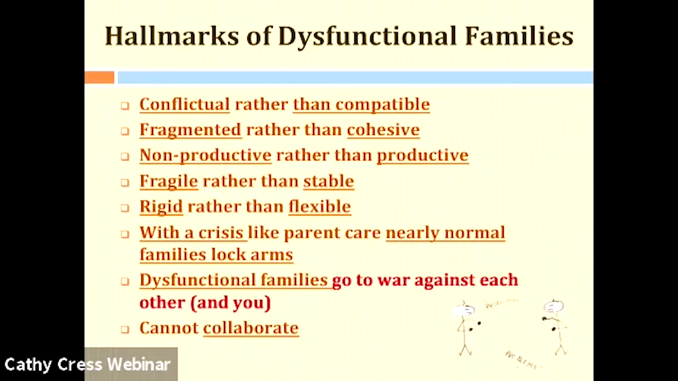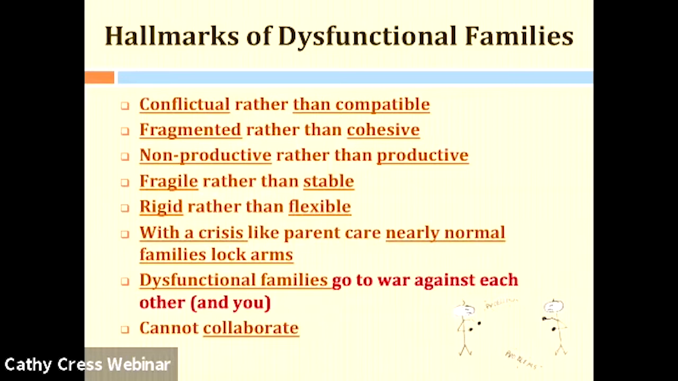The dysfunctional family is fragmented, as I've said in many of the other slides, rather than the nearly normal family, which is cohesive. The dysfunctional family is non-productive, meaning they can't move to change. They can't move a new titular head of the family in. They can't move to get care for the older person.